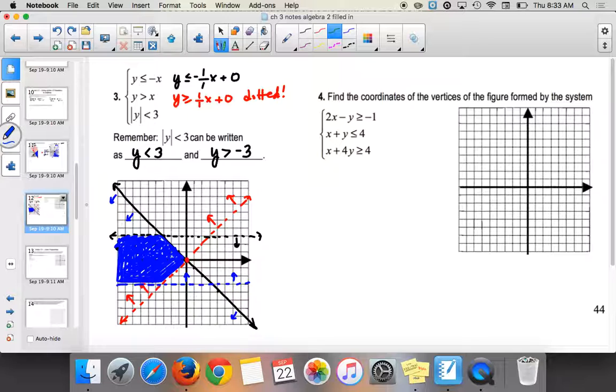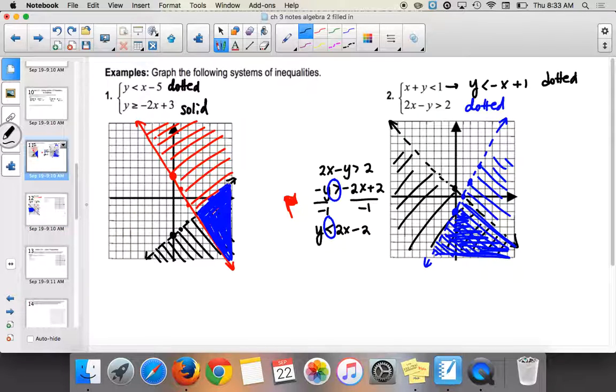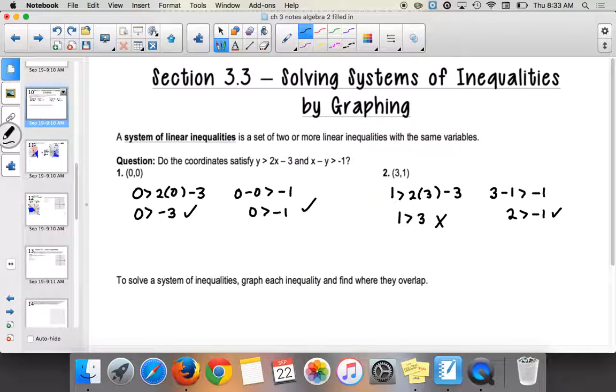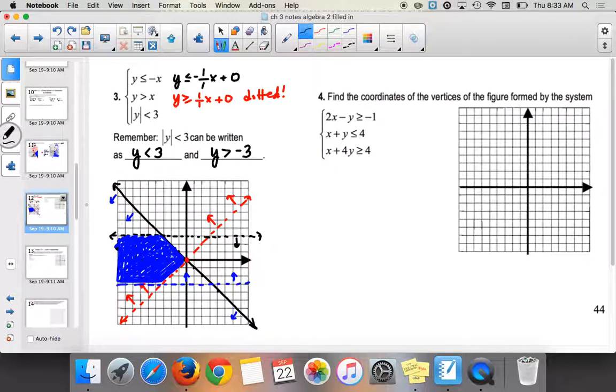All right, now this one says, find the coordinates of the vertices of the figure formed by the system. So sometimes you can tell what the corner points are. Like I think on this last one I can kind of tell, oh, it looks like a corner point's right here, it looks like a corner point's right here, and so on. That's what we're talking about, corner points. Sometimes you can't tell. So like on a lot of these ones, they looked pretty good. But sometimes it's really hard to tell where our corner points are.